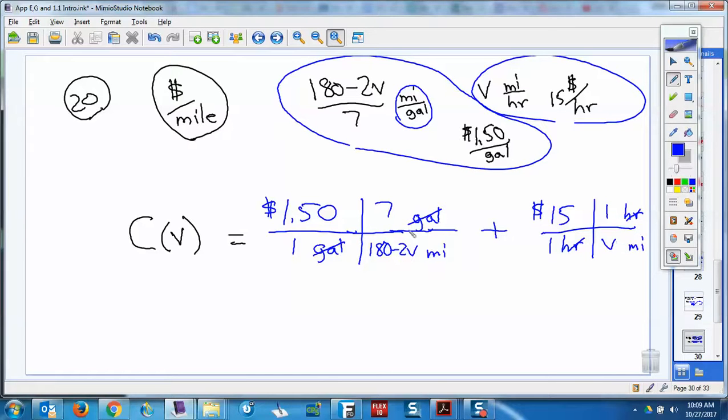And that'll do it. So now 150 times 7, that's 1050 over 180 minus 2V, plus 15 over V. That should do it. So V is my input. Everything was in terms of V, which is what I wanted. And I know that this is going to add up to dollars per mile. So it's just a nice strategy in some word problems. It can be helpful. Okay, make the units work.